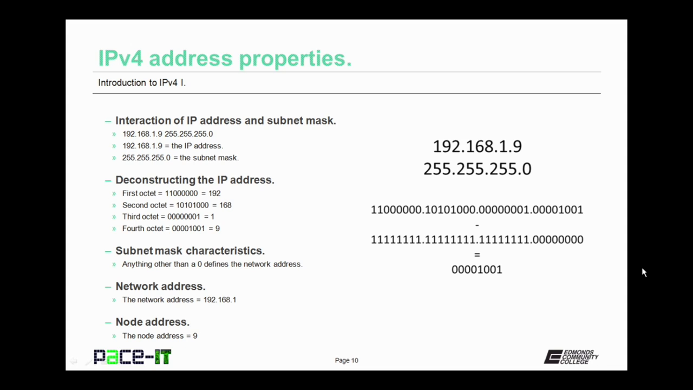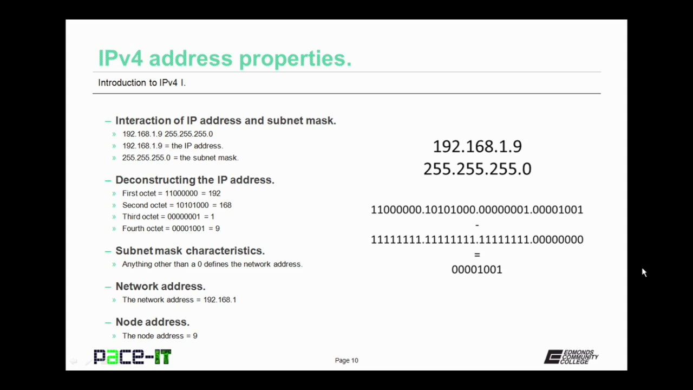So we can do that by deconstructing the IP address. The first octet would be 11 followed by 6 zeros. That equals 192. The second octet is 10101 followed by 3 zeros. That equals 168. That third octet's real easy. It's 7 zeros followed by a 1. And then we have the fourth octet, which is four zeros, a one, two zeros, and a one.